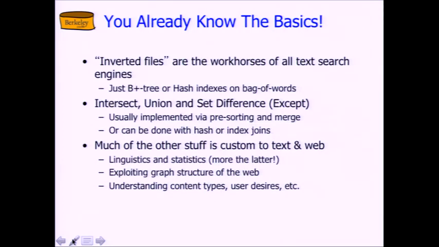So to sum up, the first half of this lecture, you already know the basics. Inverted files, which is just a shredding of the document into a relational table with an index. That's the workhorse of all text search engines. And all they do is intersect, union, and set difference by postings list merge. Look up in the index, merge what you find at the leaves. Most of the other stuff is really neat, but is pretty custom for web search. So things as I just talked about.